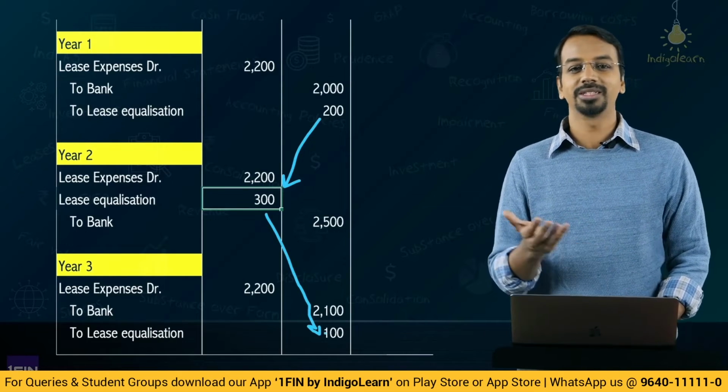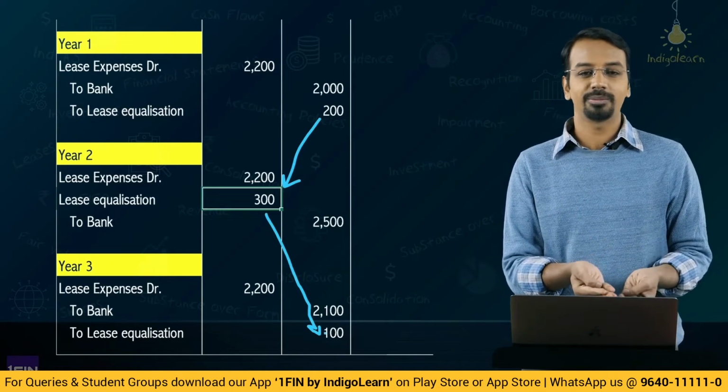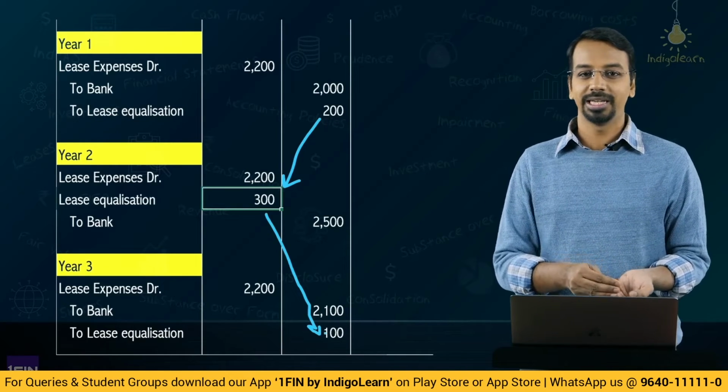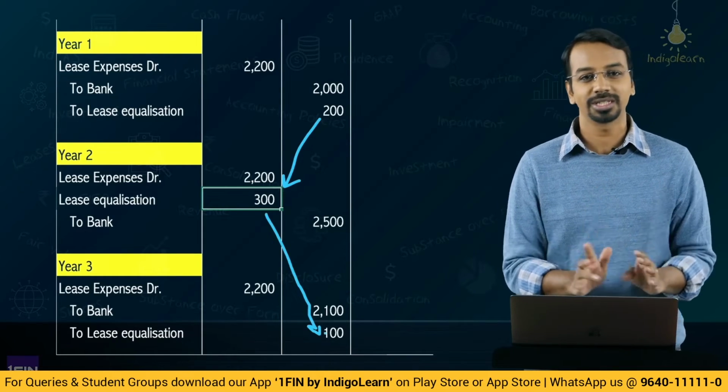Sir, are we not ignoring the time value factor? Yes, we are ignoring, because it's an exemption given. For a small payment of 2200, you start discounting, creating a liability, the accountant will waste half a day. Okay, so the standard says, don't worry, use the exemption criteria.